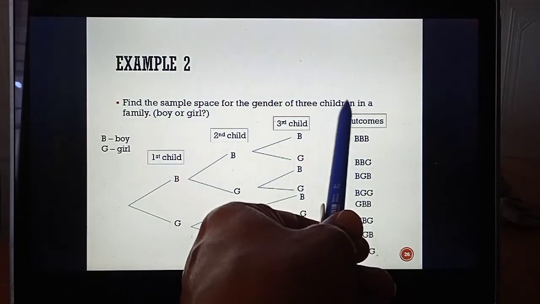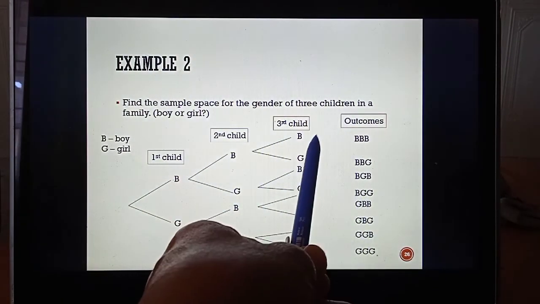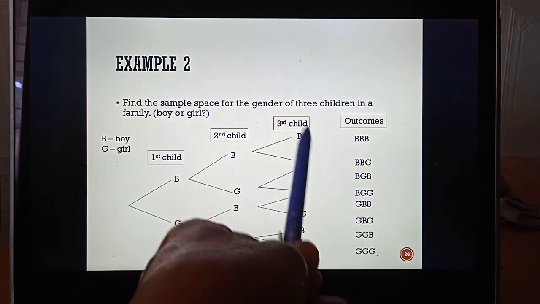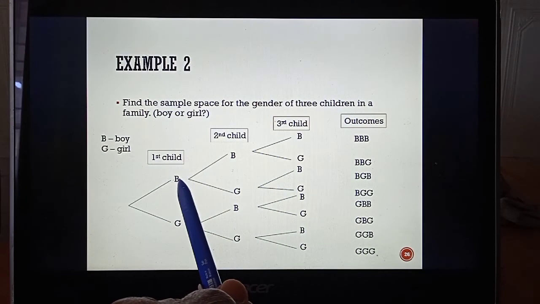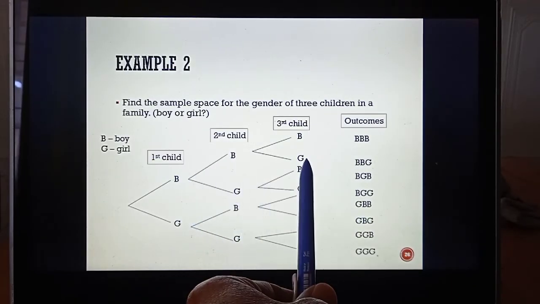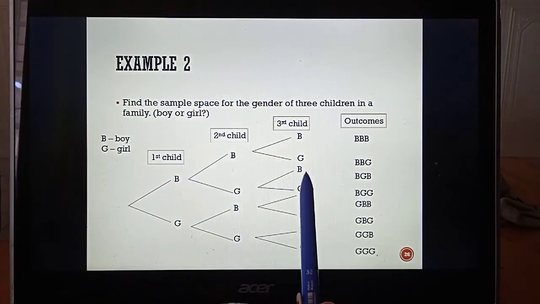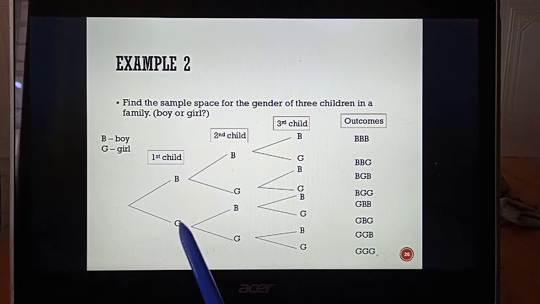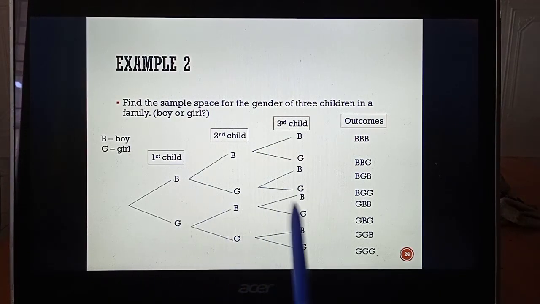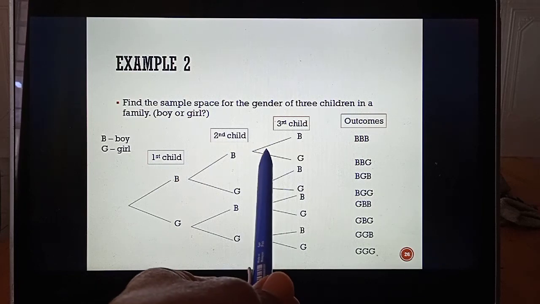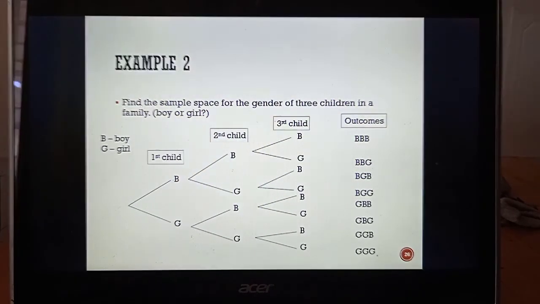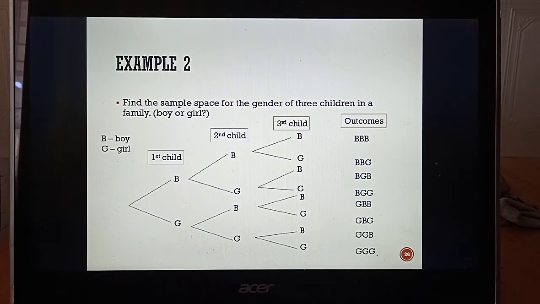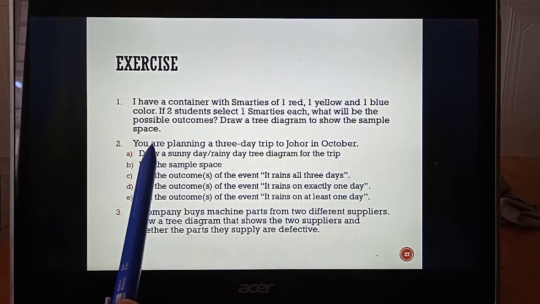Okay, alright. So last possible outcomes for the 3 children will be sequence macam ni. B, B, B, then B, B, G, then B, G, B, B, G, G, then G, B, B, G, B, G, and then G, G, B, and G, G, G. So that's easy for us to list all the possible outcomes using a tree diagram. Okay, now try using this.